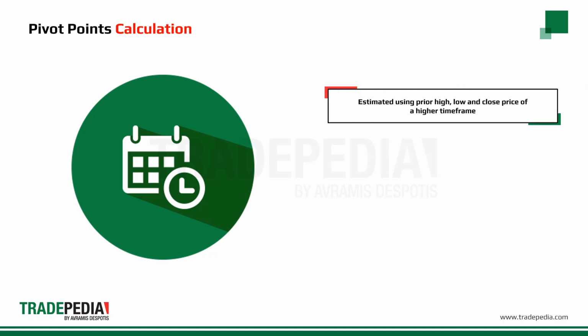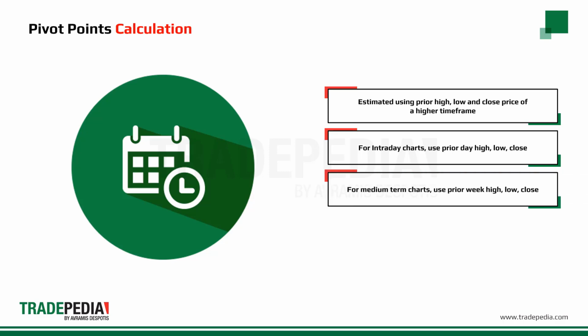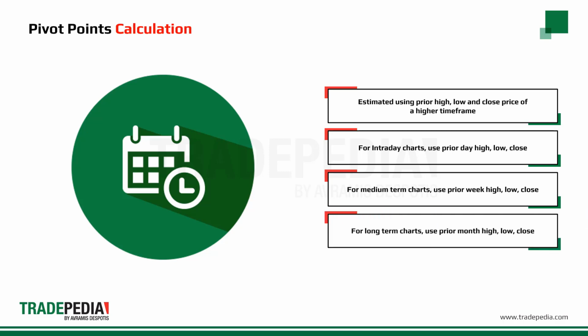Pivot points use the prior high, low, and close price of a higher time frame to determine future support and resistance levels. As pivot points are estimated using previous prices, for intraday charts, we use the prior day's high, low, and close. For medium-term charts, we use the prior week's high, low, and close. And for long-term charts, we use the previous monthly data.